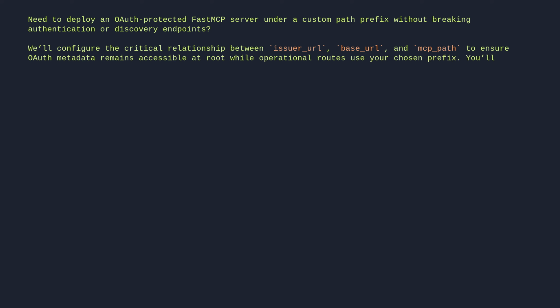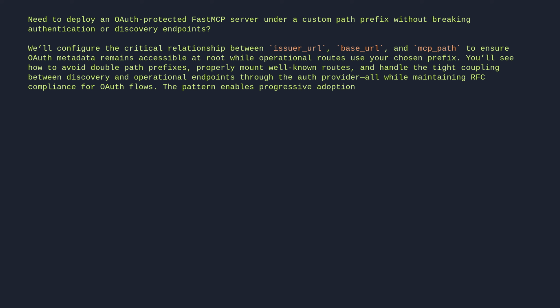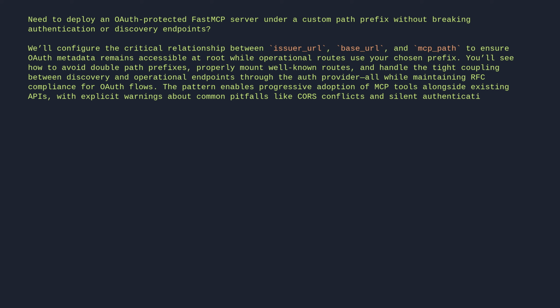You'll see how to avoid double path prefixes, properly mount well-known routes, and handle the tight coupling between discovery and operational endpoints through the auth provider, all while maintaining RFC compliance for OAuth flows. The pattern enables progressive adoption of MCP tools alongside existing APIs, with explicit warnings about common pitfalls like CORS conflicts and silent authentication failures.